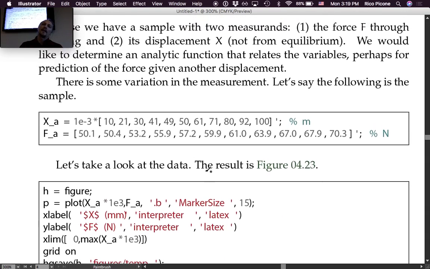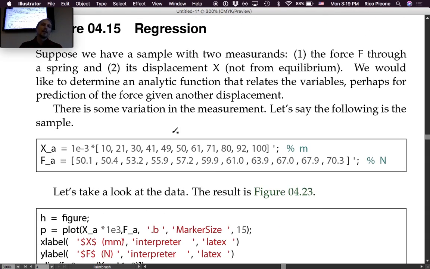So there is some variation in the measurements. Let's say the following is the sample. So we have 10 millimeter displacement, gave us 50.1 newtons of force. 21 millimeter displacement gave us 50.4 newtons of force, etc. Right?